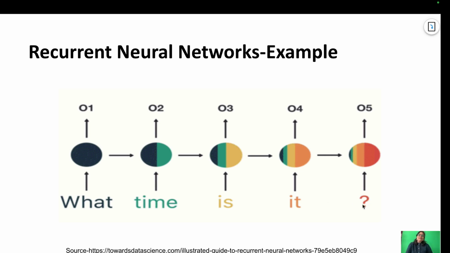But here again, the sequential memory is preserved less for the words which appeared at the zeroth index, at the first index. So if you observe here, the maximum memory preserved for the sequential memory is for the question mark, less memory for "is", very less memory for "time" and "what", and very negligible memory is stored for the keyword "what".